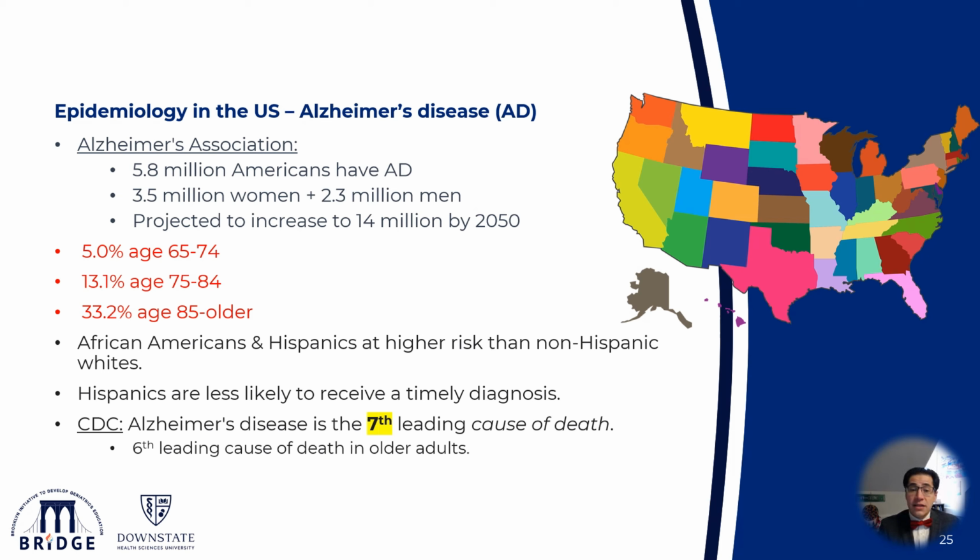African Americans and Hispanics are at higher risk than whites, and they are less likely to receive a timely diagnosis. The CDC puts Alzheimer's disease as the 7th leading cause of death among all age groups and the 6th leading cause of death in older adults, meaning 65 and above.